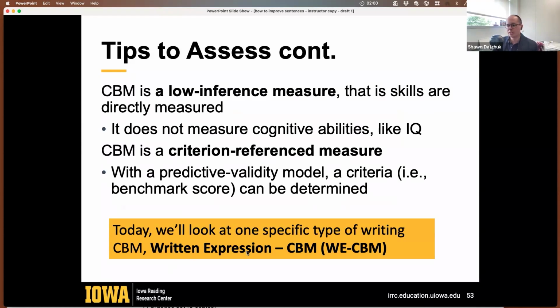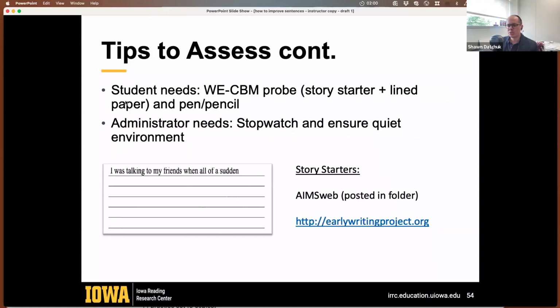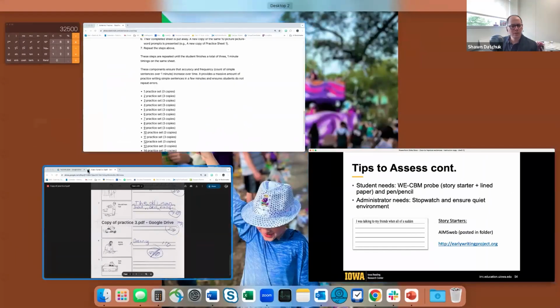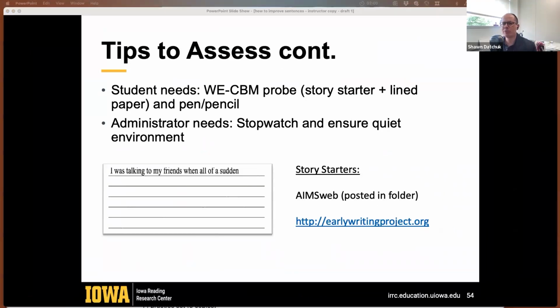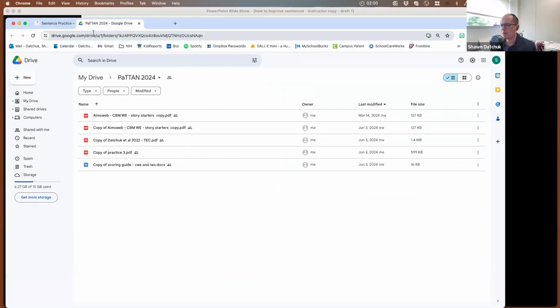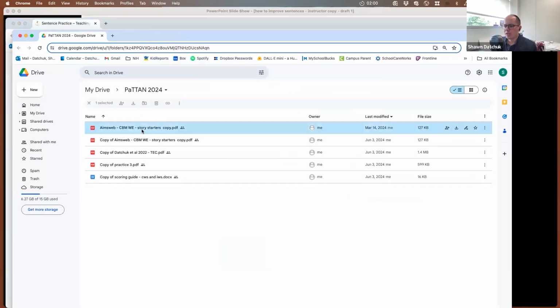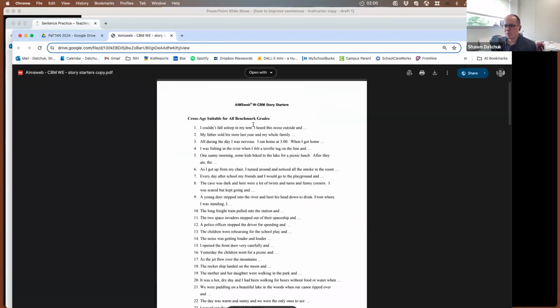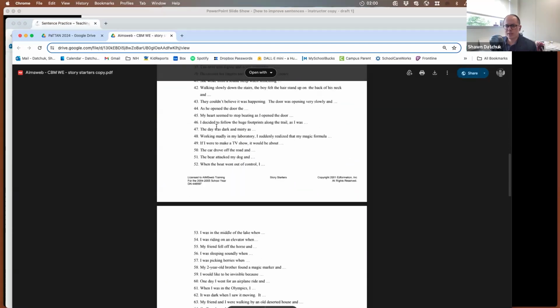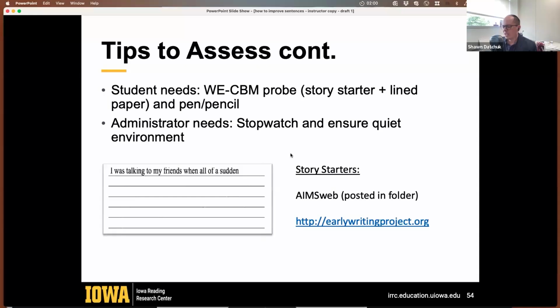So we'll look at written expression CBM, or WE-CBM. You'll just need some sort of probe, so a story starter with line paper. If you look in the Google Drive folder from the link that I provided, there are different story starters from Ames Web that are suitable across grade levels. Students just need line paper. You need a stopwatch, and you need to ensure a quiet environment.